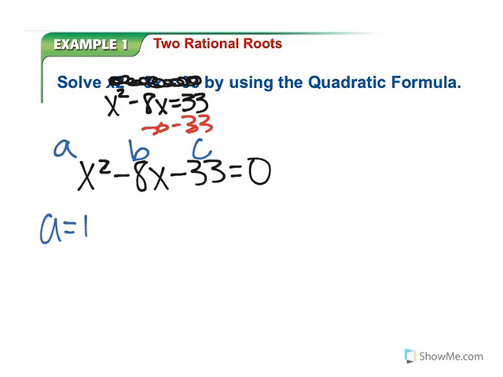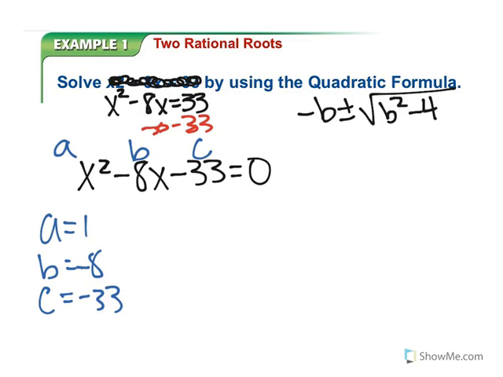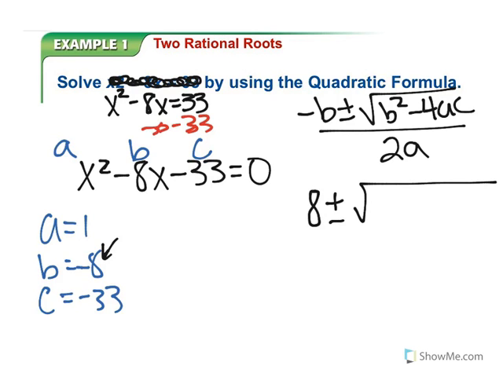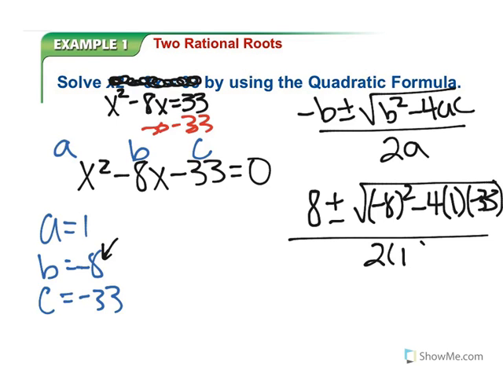So I know that a is 1, b is negative 8, c is negative 33, and I need to plug in accordingly to the quadratic formula. This you should have memorized. Negative b plus or minus the square root of b squared minus 4ac divided by 2a. Alright, now we're going to plug and chug. Negative b, which is the opposite of what b actually is, so instead of this being a negative 8, this is going to turn into a positive 8, plus or minus the square root of, parentheses, negative 8 squared, minus 4, a is 1, c is negative 33, all over 2 times 1.